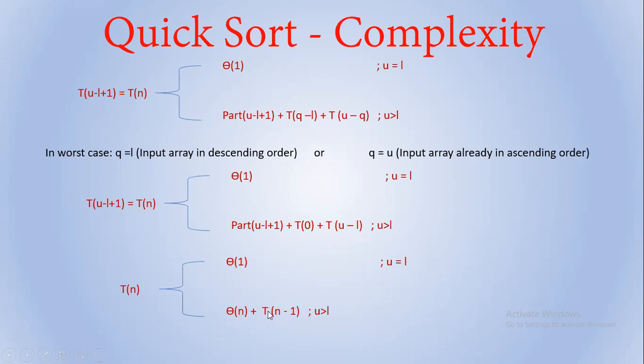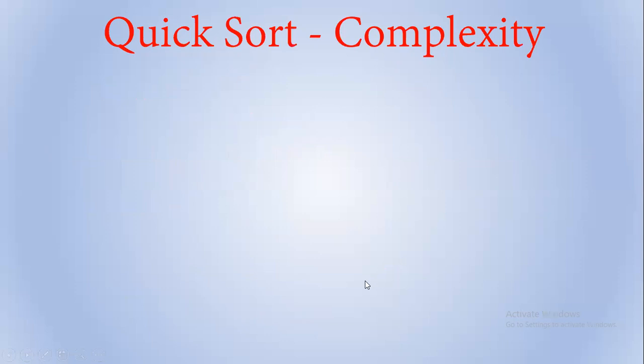So the next step is theta n minus 1 plus Tn minus 2. For Tn minus 2, we can write again theta n minus 2 plus Tn minus 3. For Tn minus 3, we can write again theta n minus 3 plus Tn minus 4. Likewise, we can write this one recursively until U is equal to L. So we will simplify that step.